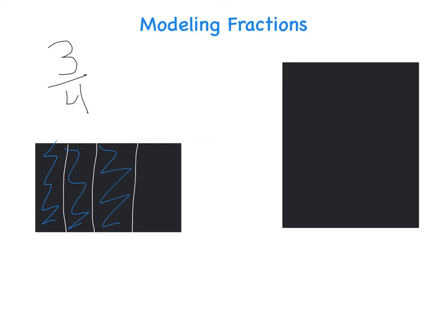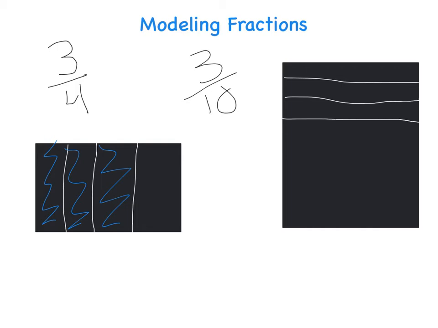Okay, now let's pick another fraction. Let's do 3/10. Okay, if I'm looking at 3/10, I would need to break this into 10 sections. So there's 3, now I have 4, 5, 6, 7, 8, and 9 and 10.